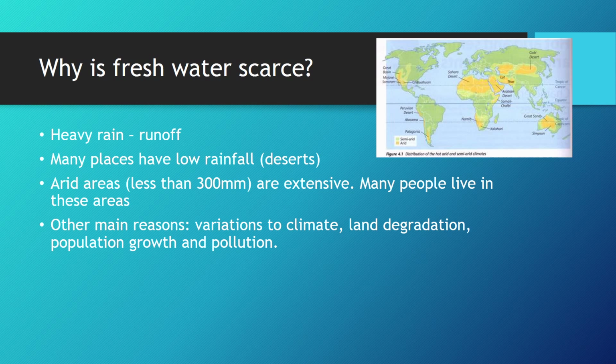You'll see in the picture they are indicated by the orange, so we know that's through the deserts, areas of the Sahara, in through Asia, and also have a look at the desert areas in Australia. So they just naturally don't have water there. But the other main reasons we're going to have a look at are variations in climate, land degradation, population growth, and pollution.